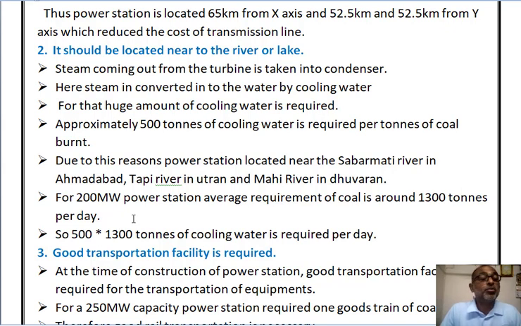Now for a 200 megawatt power station, to generate the power in the power station, the average requirement of coal is around 1300 tons per day. That means 500 into 1300 tons of cooling water is required per day. So due to this reason, your power station should be located nearer to a river or a lake.